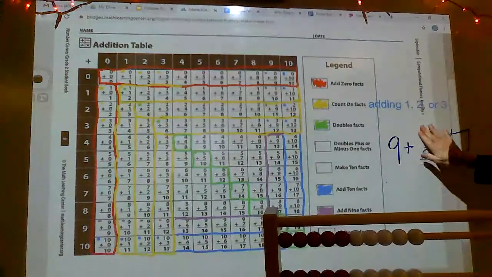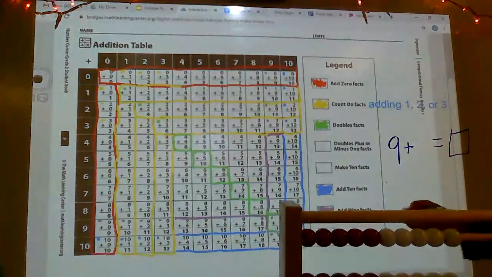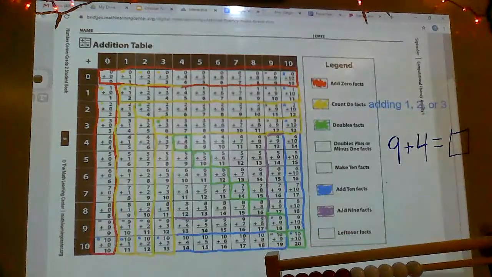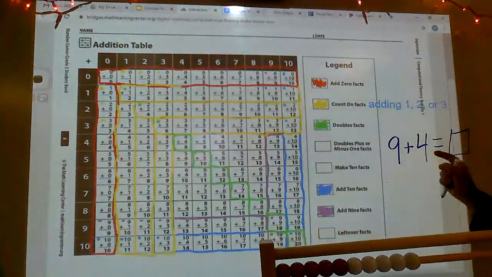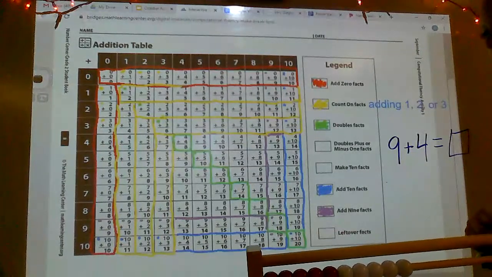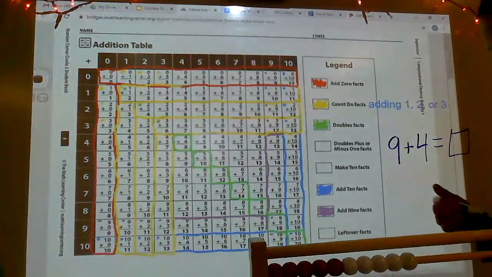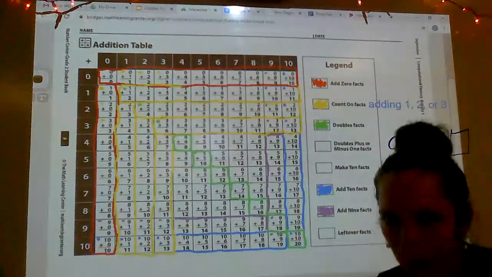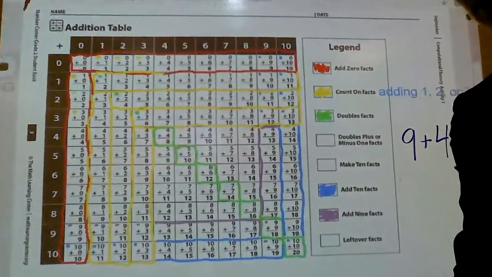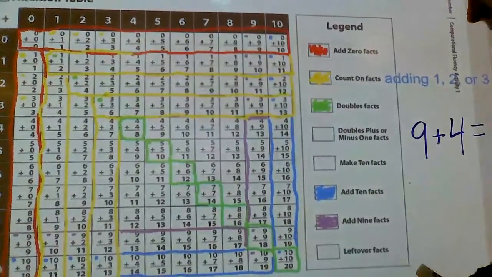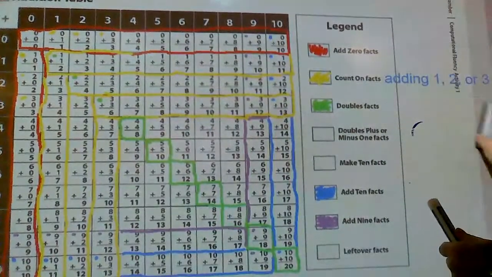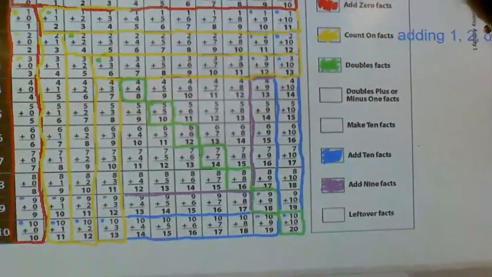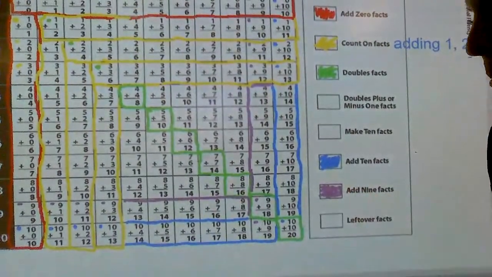What if we did 9 plus 4? Well, if you know 10 plus 4 is 14, what's 1 less than 14? 13. Very good. I would like you to take a purple crayon or colored pencil and highlight lightly so you can still see the fact, or try to draw a box around it like I did. The add 9 facts in purple.